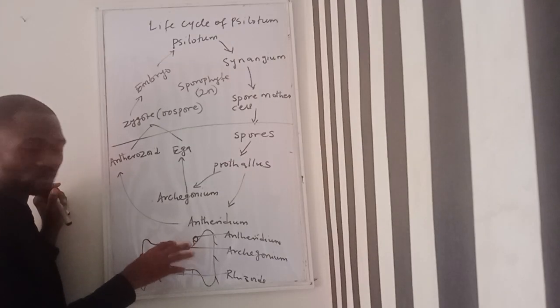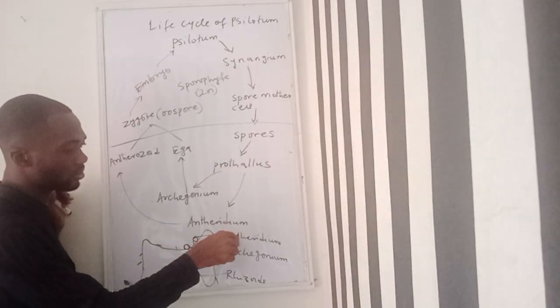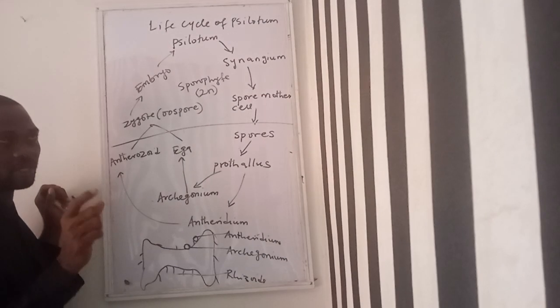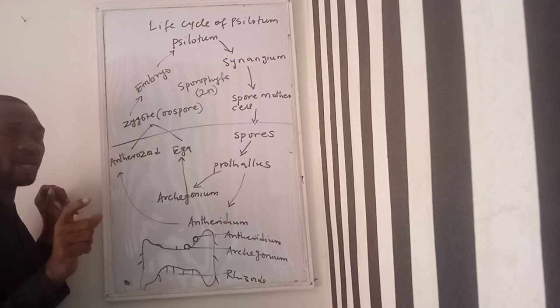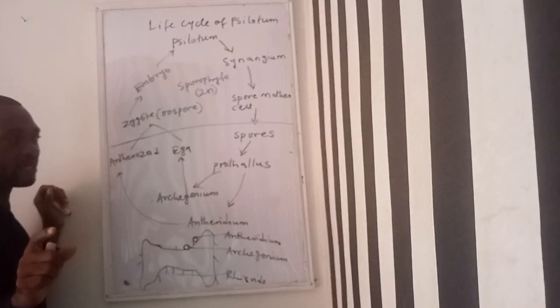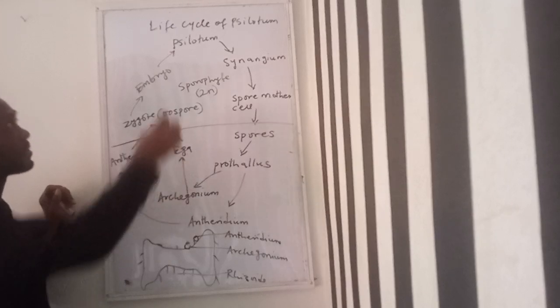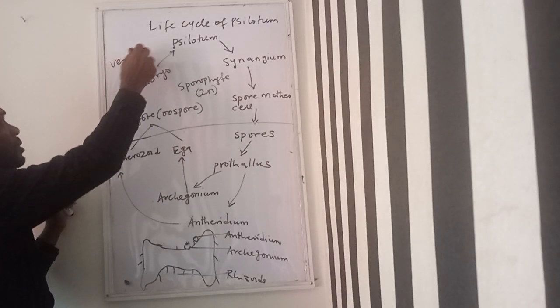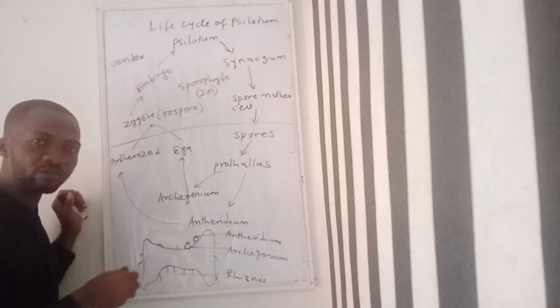On the surface of the prothallus, you're going to see two different sexual organs. The antheridium, of course, is a male sex organ. Then the archegonium is a female sex organ. The archegonium is spherical in shape, and it has two major parts: the neck and the venter. The venter is spelled like this: venter. Now, the egg of this plant is located within the venter of the archegonium.